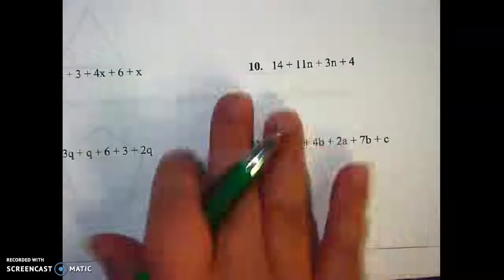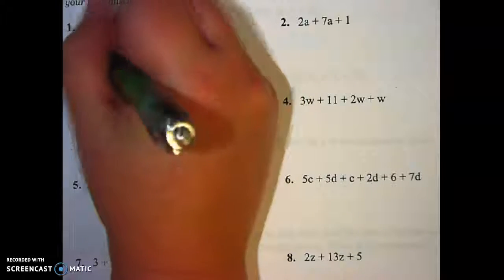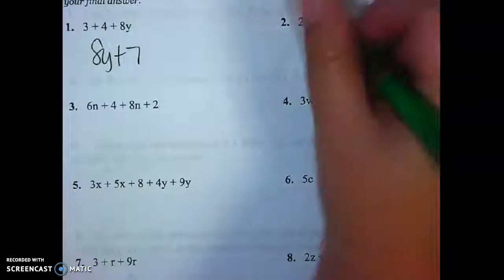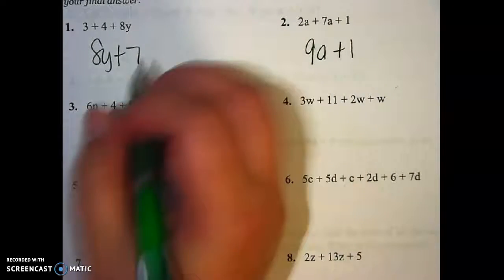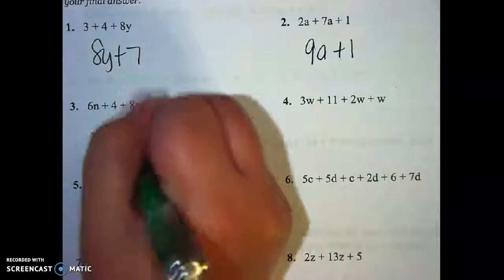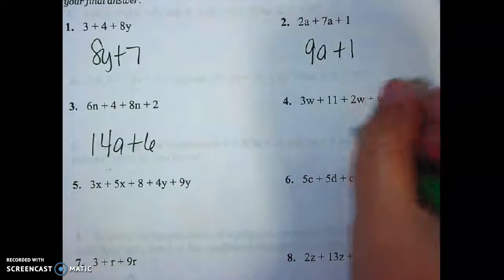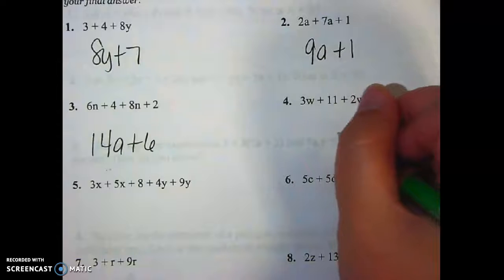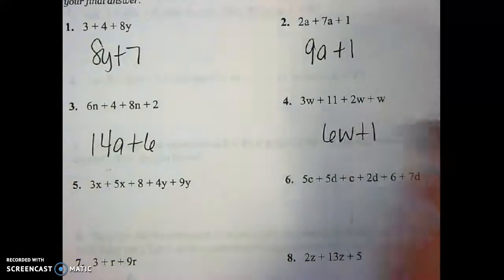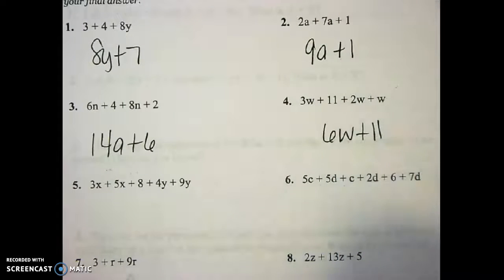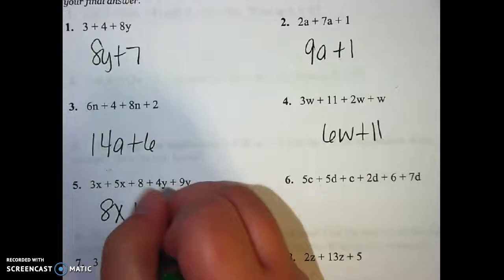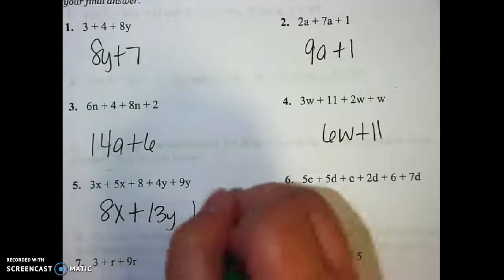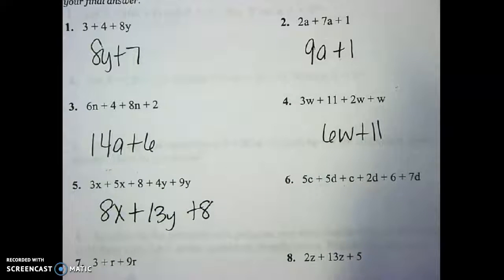For independent practice, number 1, you should have 8y plus 7. Number 2, 9a plus 1. Number 3, 14a plus 6. Number 4, 6w plus 11. Number 5, 8x plus 13y plus 8.